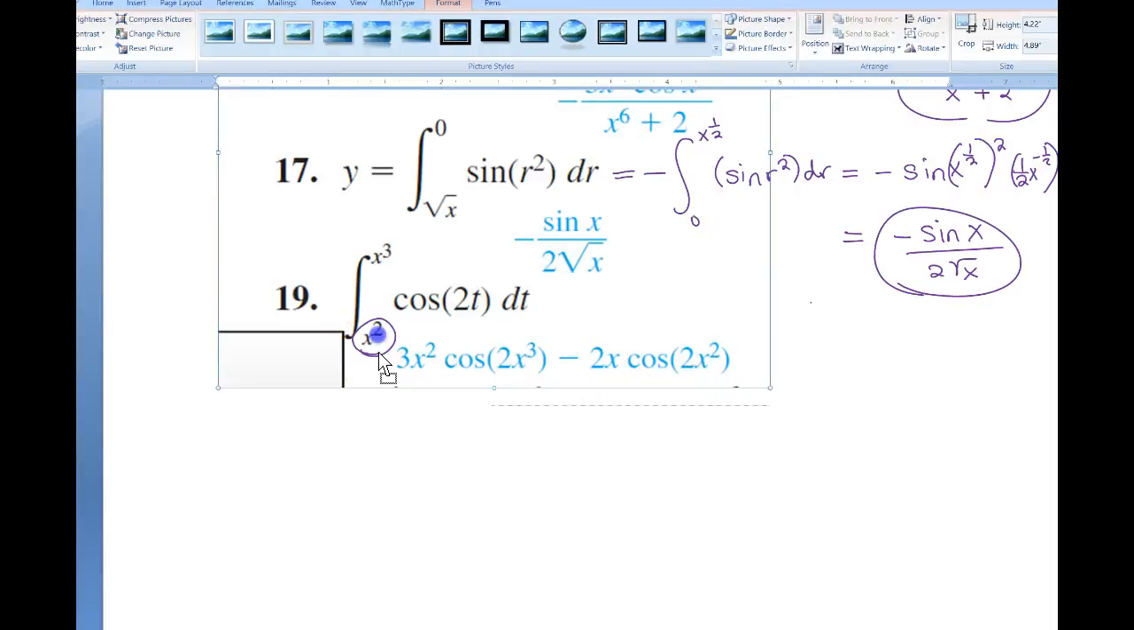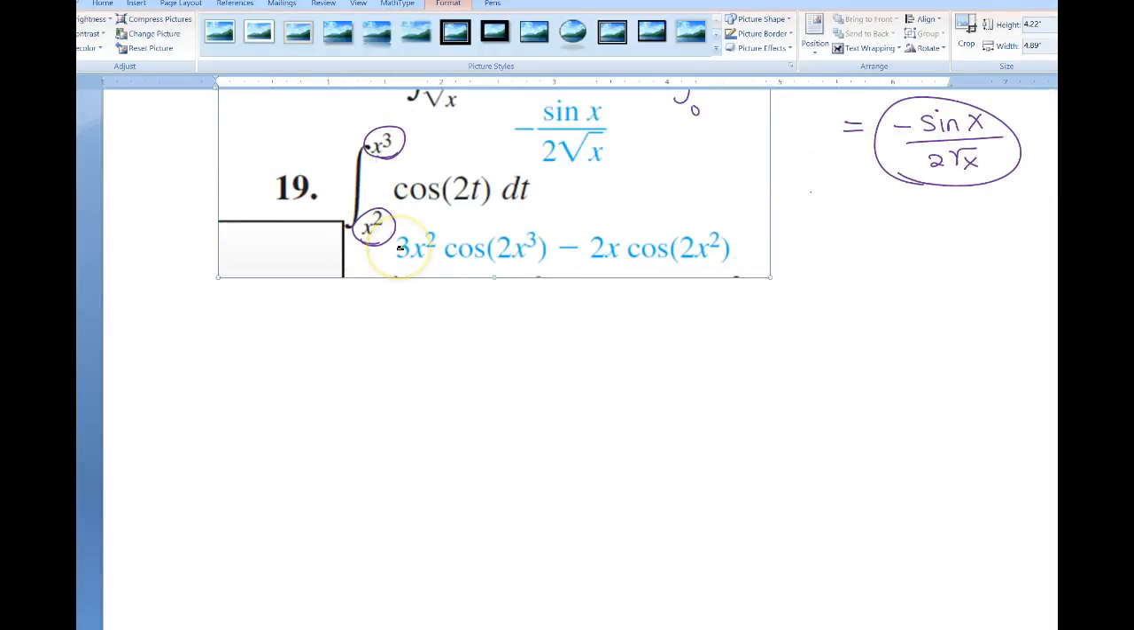Okay, so notice here, both of our bounds have variables in. So basically what I'm going to do is go from x squared to 0 of cosine of 2t dt. And I'm going to use my additivity property and take it from 0 to x to the third of cosine of 2t dt.